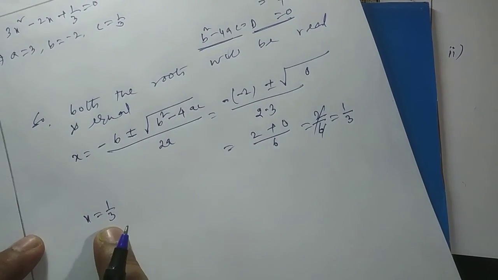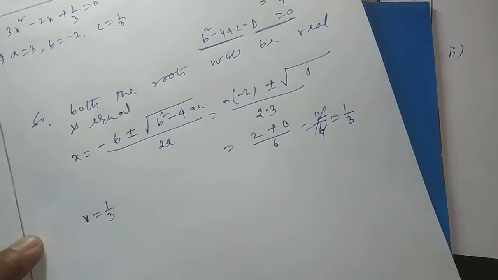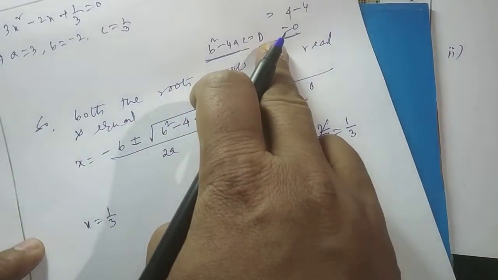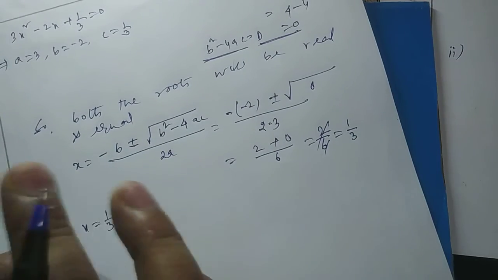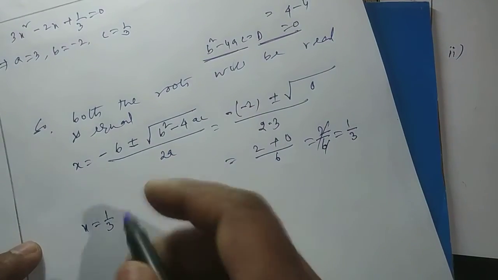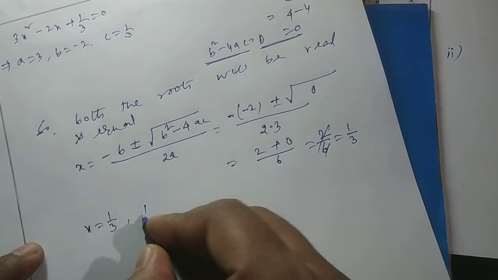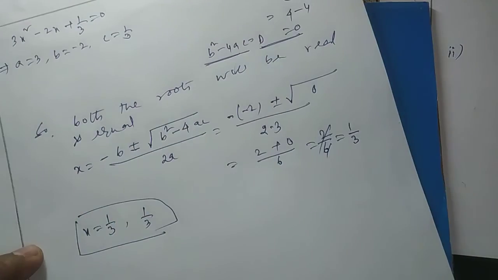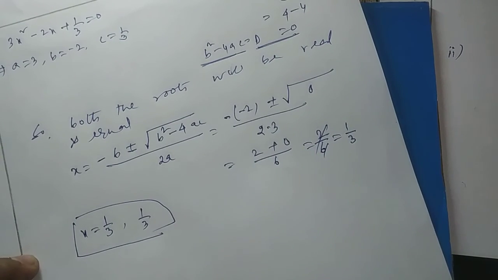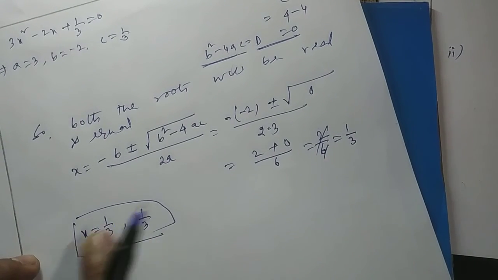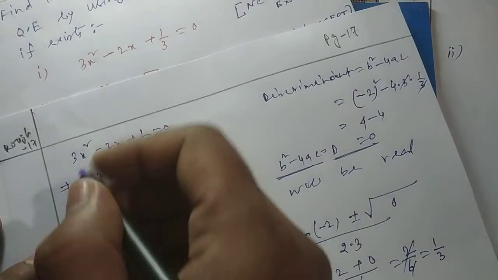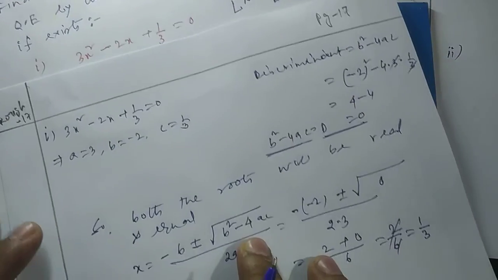So we got one root. But what is the other root? Since we have proved that the discriminant is 0, both the roots will be equal. So the other root will also be 1 by 3. Because we know if the discriminant is 0, both the roots will be equal. So here both the roots are 1 by 3, 1 by 3. So in this way, question number 1 has been solved.